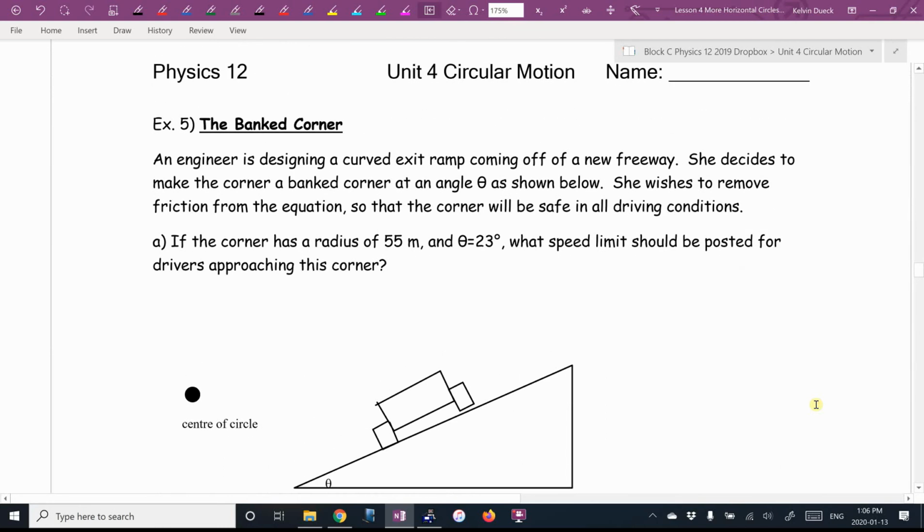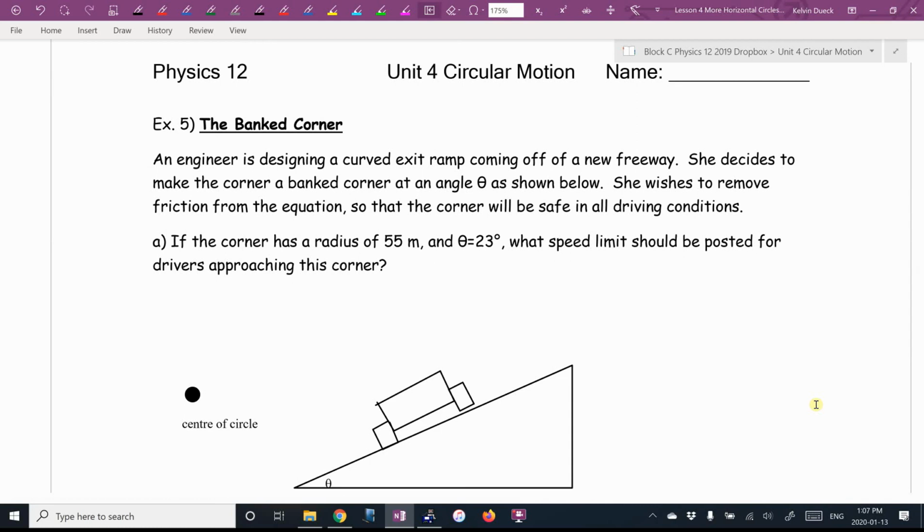I like example 5. Example 5 is a nice question. The banked corner at angles. Did I say angles? Actually, no, not components. This is about the only time, while you could solve it with components, components are going to be kind of yucky.